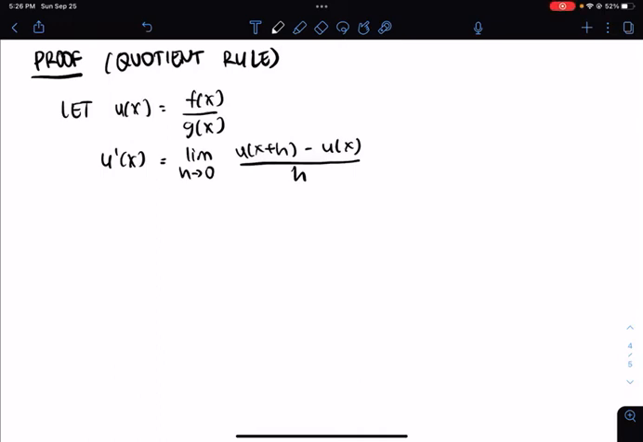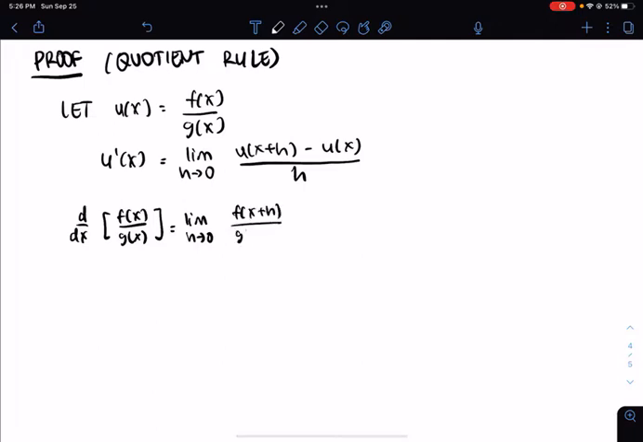Okay, so we're going to prove the quotient rule. So we're going to take the derivative of f of x over g of x, and with the limit as h approaches 0, we know that we just have to substitute it to the formula. So f of x plus h over g of x plus h, minus f of x over g of x, and everything over h.